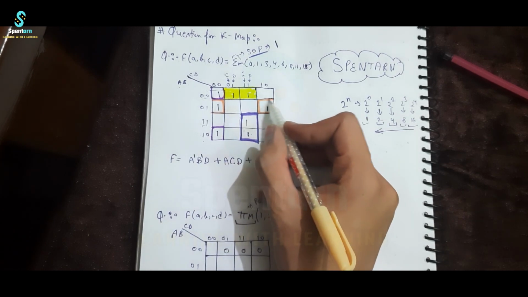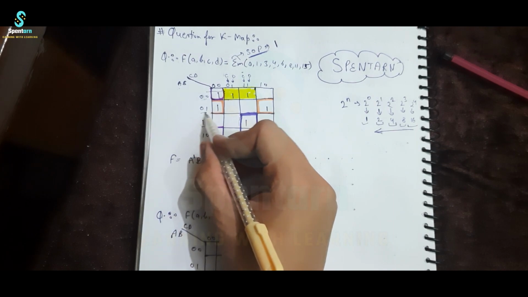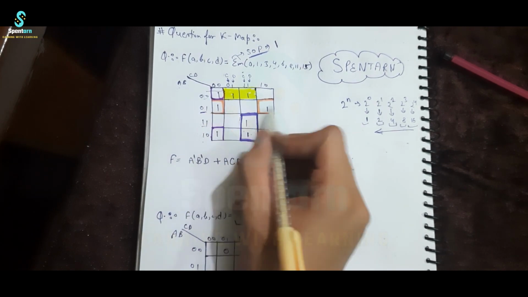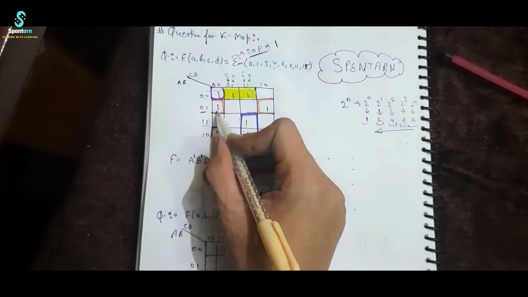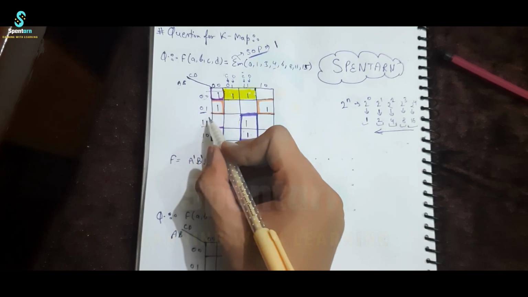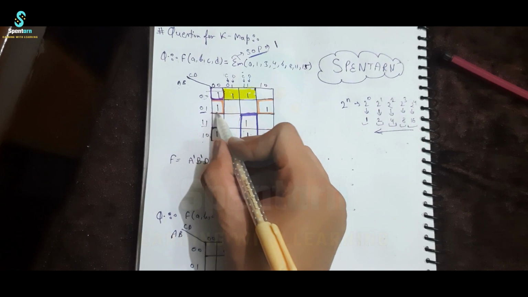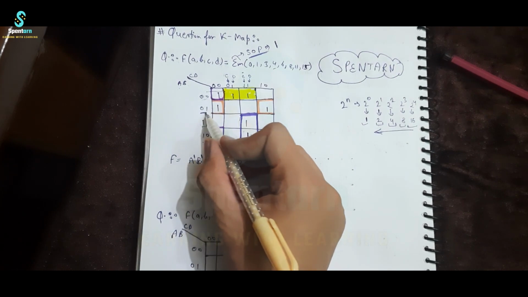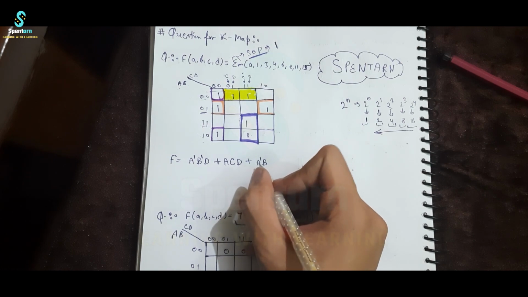Now for this orange cell, you can see 0 1 we have, and both are lying with the 0 1 in the horizontal line. We do not have to compare it with any other. For example, if we were given these two, we would have to compare these two, but in this case we have only this one group. So 0 1 we have given, we can directly write it down as A bar B.